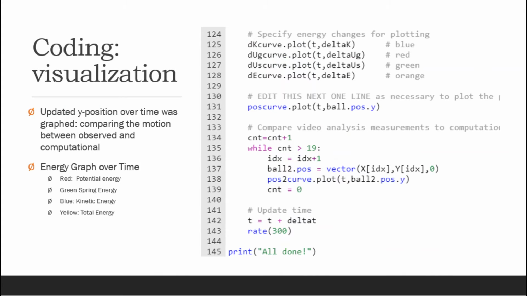The coding visualizations was the last part of the code, which consisted of designing the Y position over time graph and the energy graphs. And here you can see it at play.